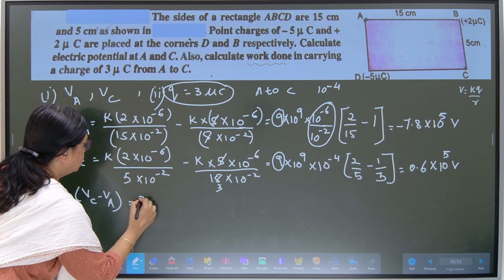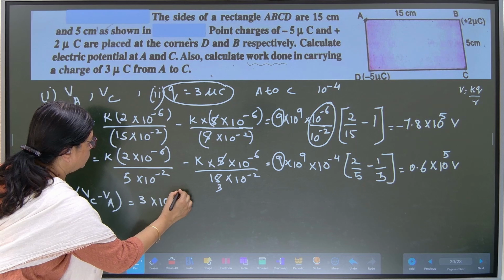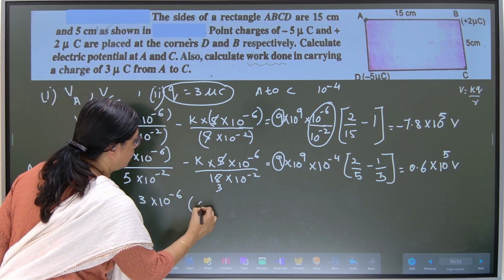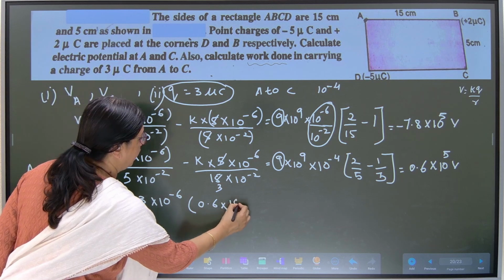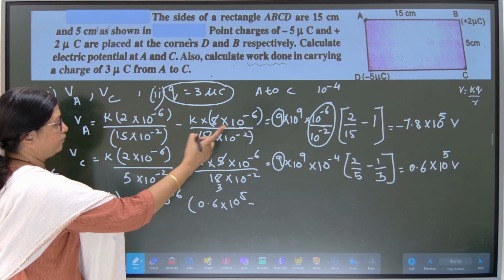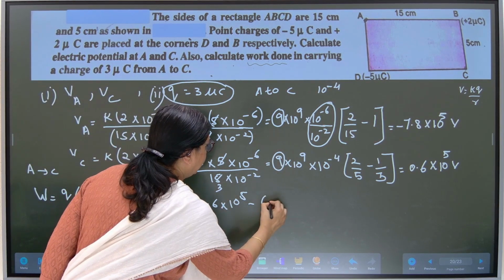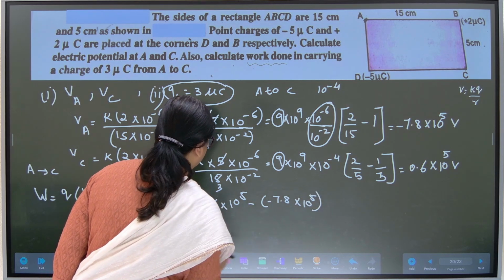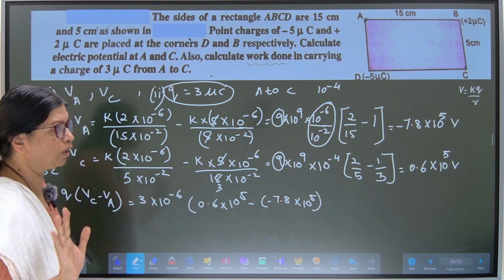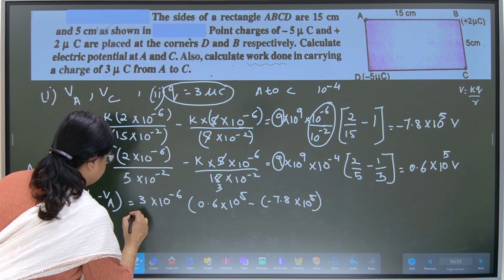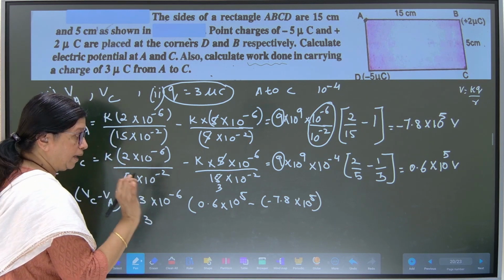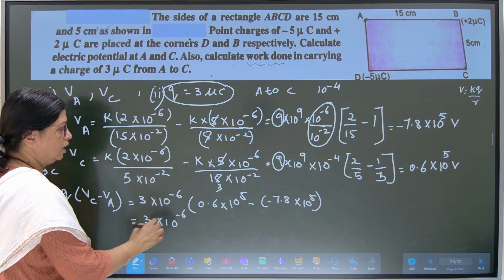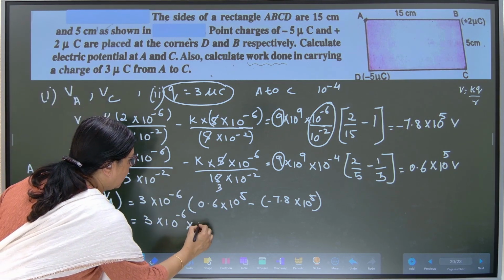What is Q? 3 into 10 raised to minus 6, microcoulomb is converted. VC, ready? How much is it? 0.6 into 10 raised to 5. Negative. Okay, VA, again negative 7.8 into 10 raised to 5. Okay, so this is all what I have to work out. Now when I work out this, I get 3 as a number into 10 raised to minus 6 available. 10 raised to 5 I bring out.